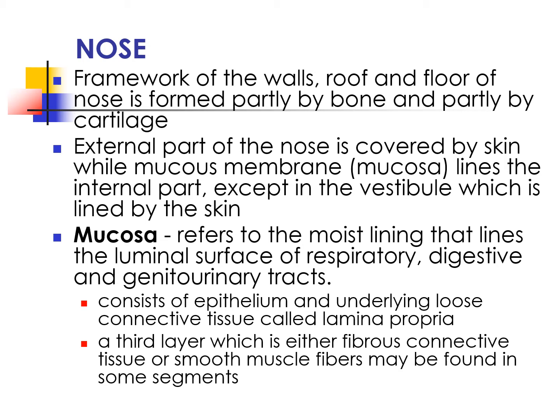The framework of the walls of the nose is partly bone and partly cartilage. The external part of the nose is covered by skin, while the inner lining is composed of mucous membranes. So what is a mucosa? It refers to the moist lining that lines the luminal surface. Saan siya common? We have the respiratory, digestive, and genitourinary tracts. It consists of epithelium and underlying loose connective tissue called lamina propria.